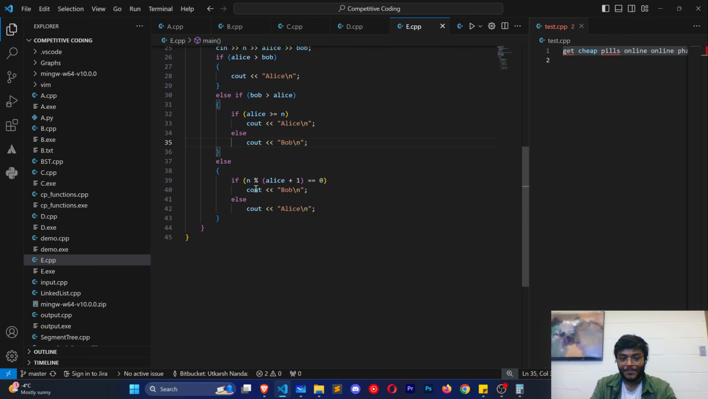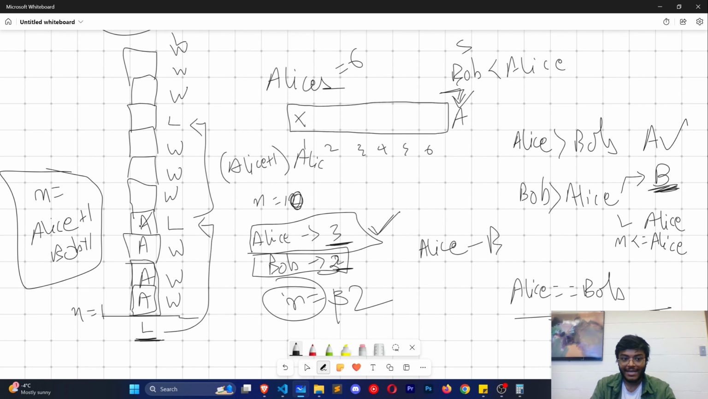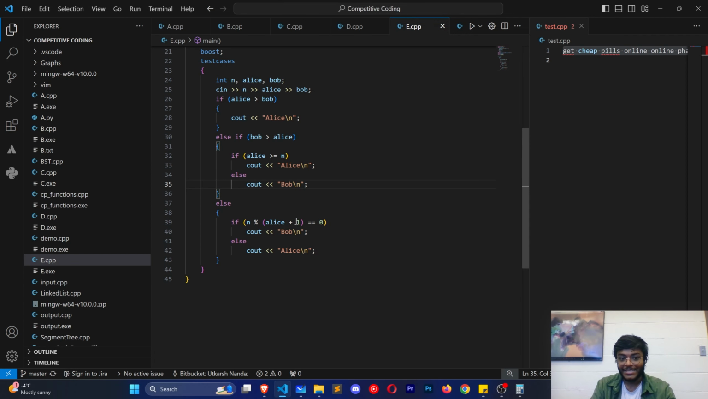Or else, if n modulo Alice plus 1, so if n is divisible by Alice plus 1, then that is a losing position and Bob would win, else Alice wins.